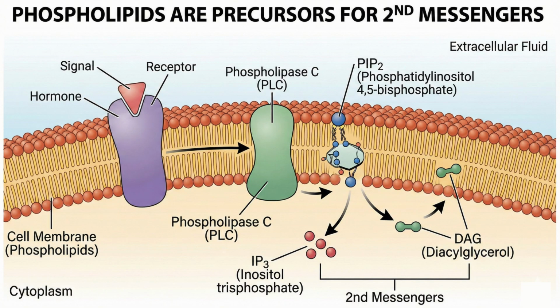Function 9. Phospholipids are precursors for second messengers. When a hormone hits the outside of a cell, the membrane can chop up specific phospholipids into smaller molecules like IP3. These fragments zip into the cell to deliver the message and trigger a response.